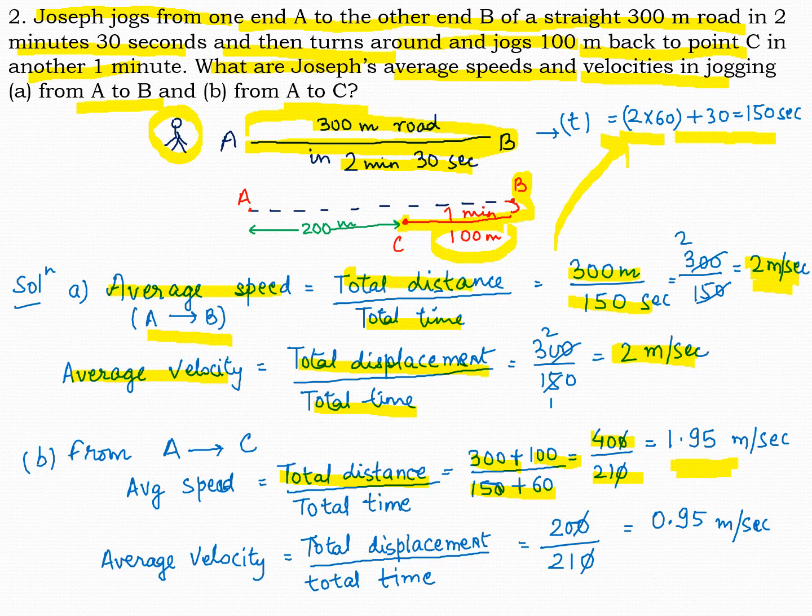But average velocity here will be the total displacement. Total displacement will only be the distance between the initial and the final point. Now if you see here, from A to C, what is the displacement between A to C? It is 200 meter. Okay, and total time is anyways same, because total time was 2 minute 30 second and 1 minute, which was actually 210 seconds. So solving, the average velocity is coming as 0.95 meter per second.